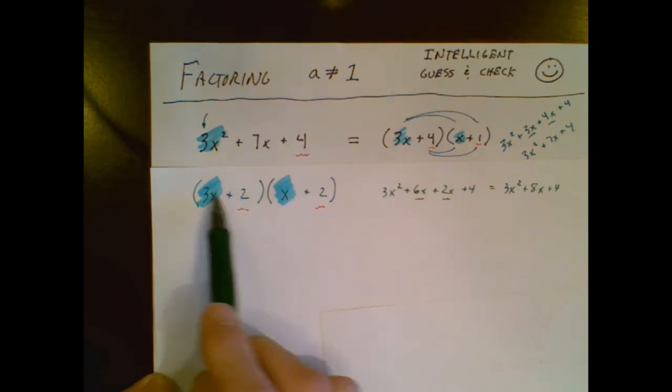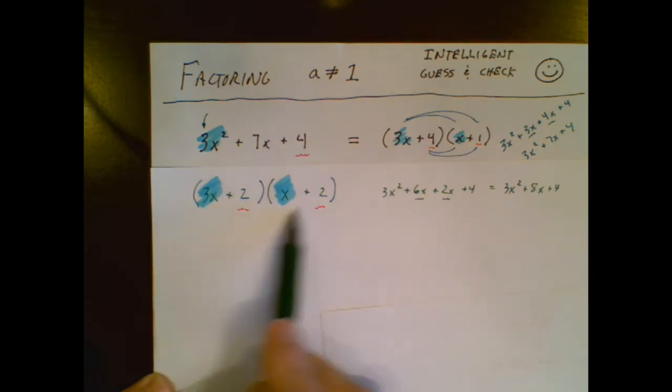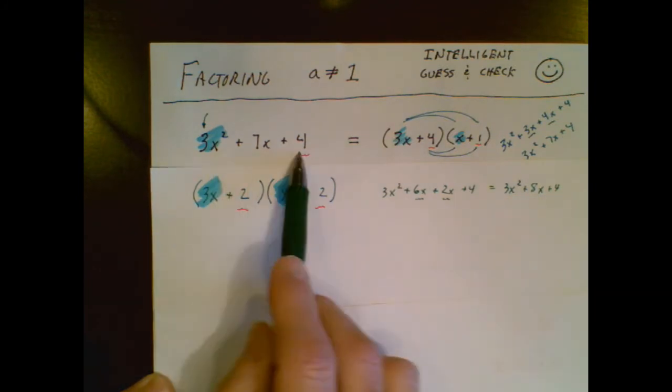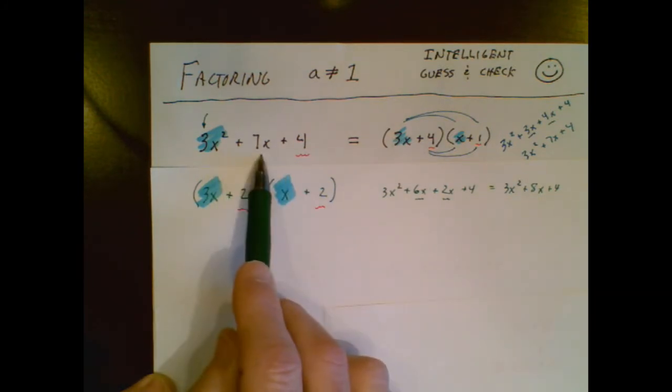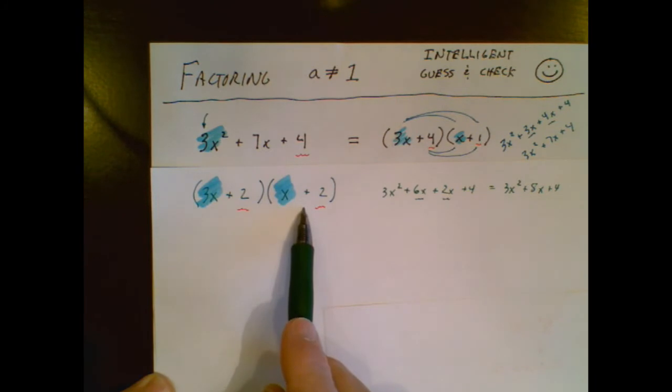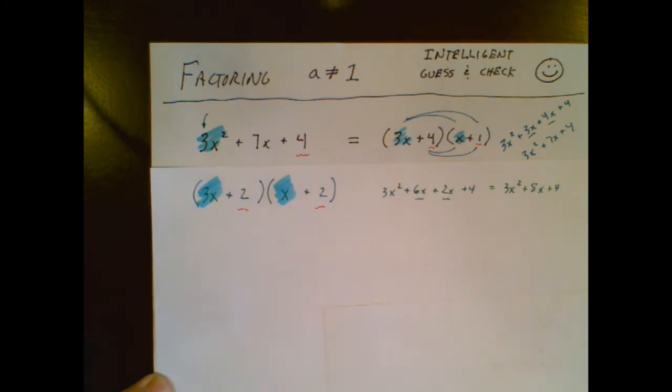When I multiply this out, I end up with 3x squared plus 8x plus 4, which is not correct. That means this attempt, although it was a good idea, does not give me a correct answer. So that means I'd try another attempt.